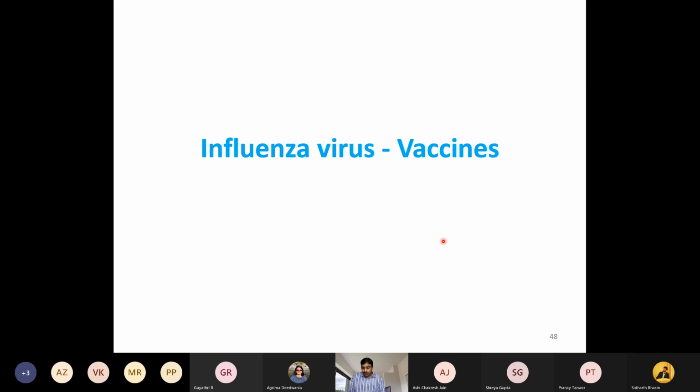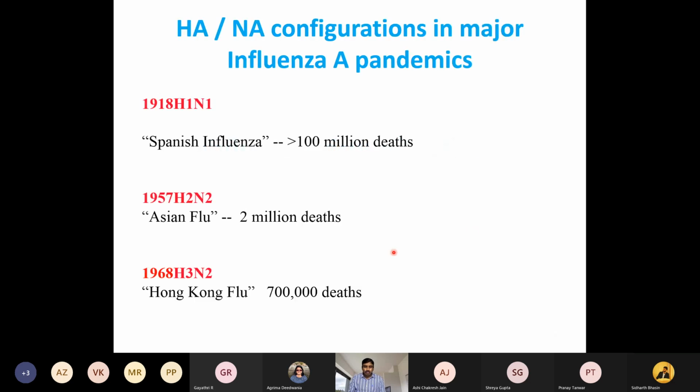So we'll move on to influenza virus vaccines. What about influenza virus vaccines? Before we go on to understand what kind of vaccines are used currently, we need to understand a little bit about what pandemics we had, and what the configuration of H and N was in those pandemics. Like I told you, the 1918 pandemic, which lasted about 2 to 3 years, is among the biggest pandemics that mankind has seen. This is called Spanish influenza, and there were more than 100 million deaths in the world at that time.